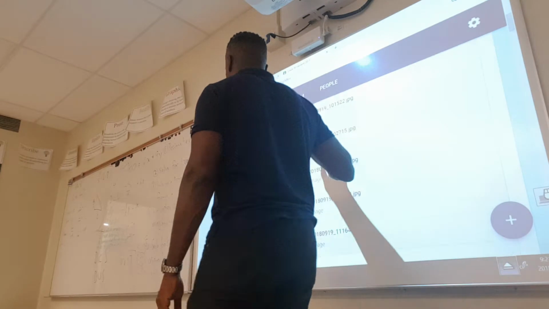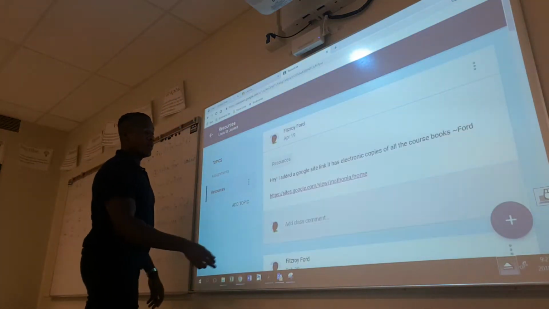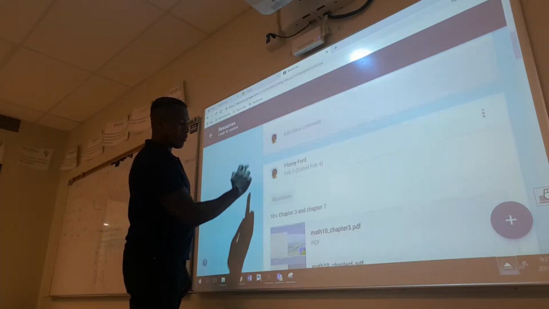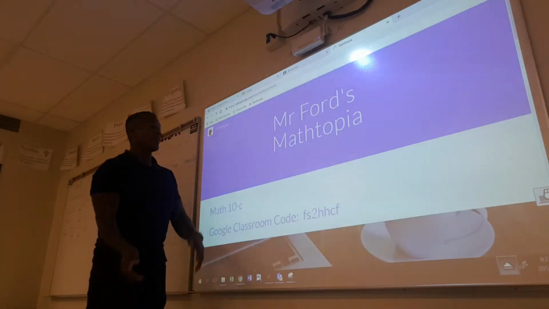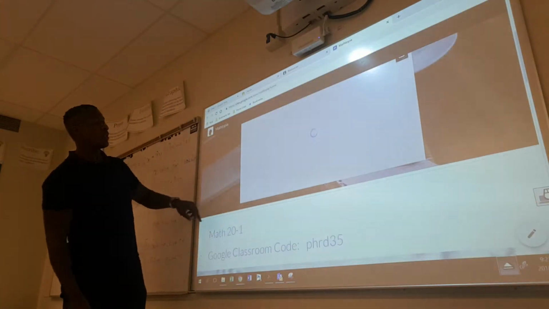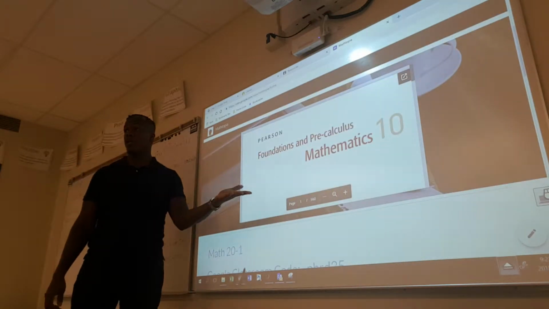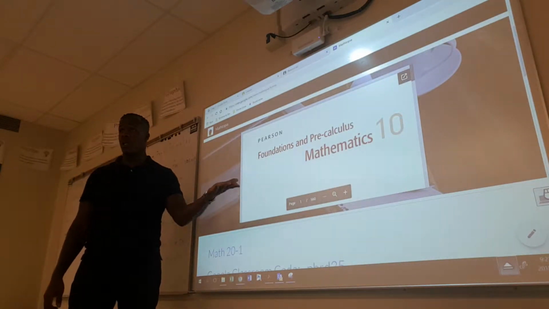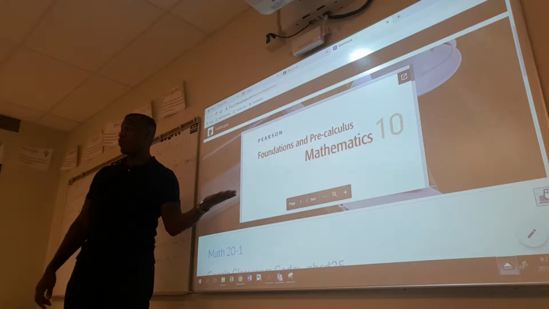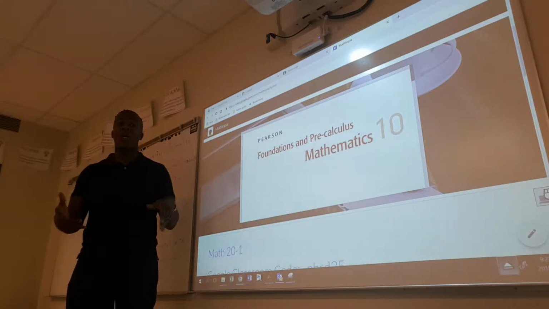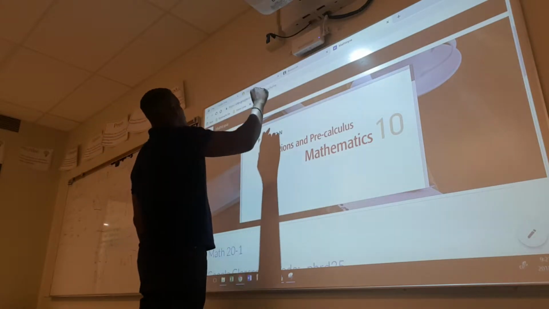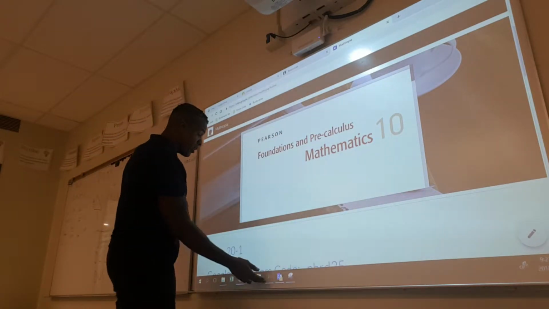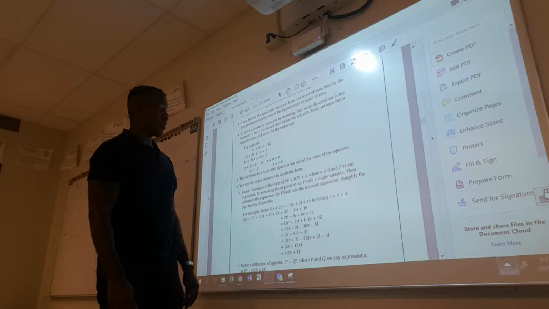So now, if you go to Mathtopia, the link to Mathtopia is here, and then here's the book. Go to chapter 3. Everything that we're talking about factoring is already in there. So just go back, try a couple of questions. The electronic copies are right there for you. Try a couple of questions just so that you feel a little more comfortable with the material.